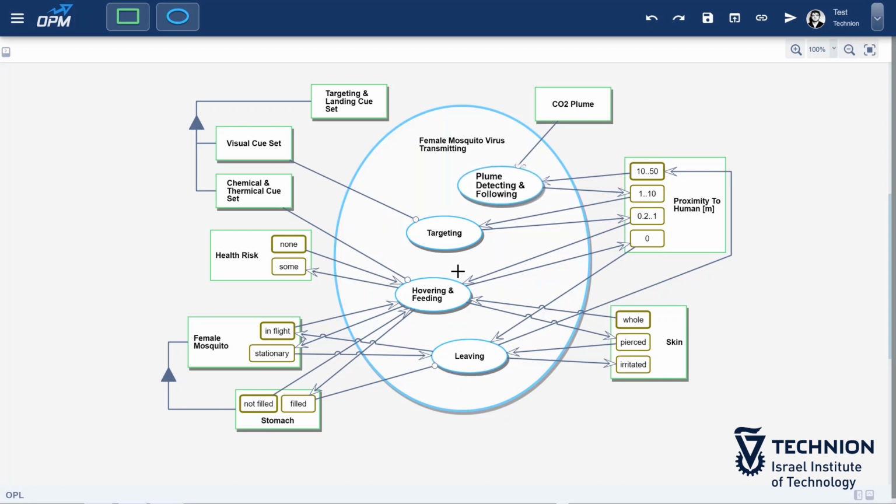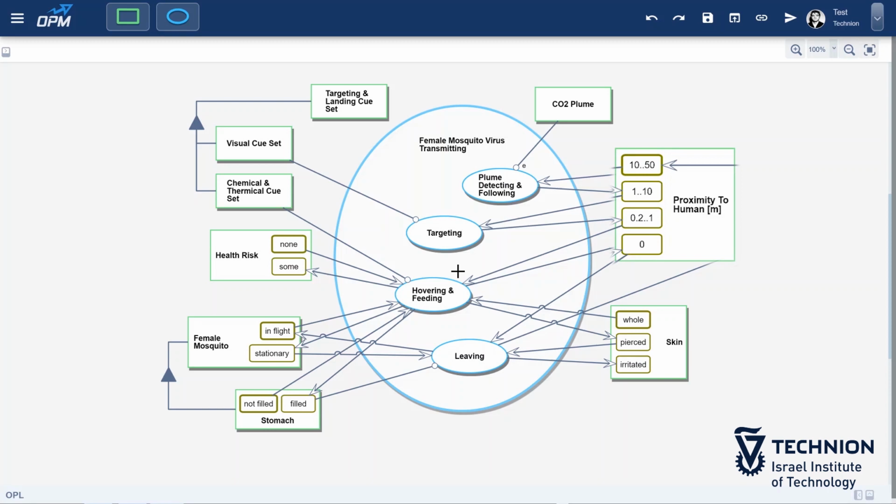The first sub-process is triggered by the mosquito sensing a plume of CO2. With each subsequent sub-process, the mosquito gets closer to its host. Each sub-process is triggered by a combination of chemical, visual, and thermal cues. Our model simplifies this. For the first sub-process, we have already seen that carbon dioxide is what attracts the mosquito.